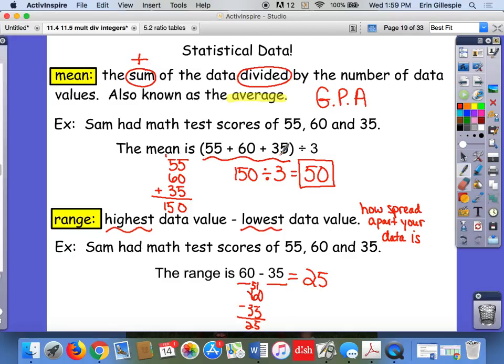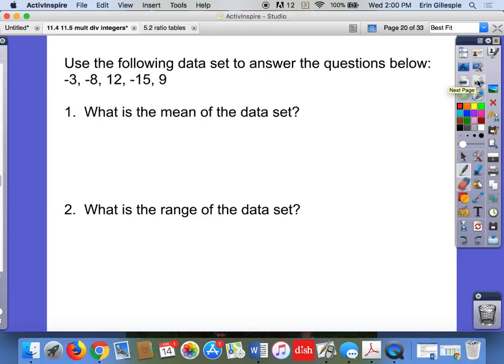Think about your range as how far apart this lowest number and this highest number are on a number line. So they are 25 units apart. So his scores all fall within that 25 unit range on the number line. So let's look at some examples.